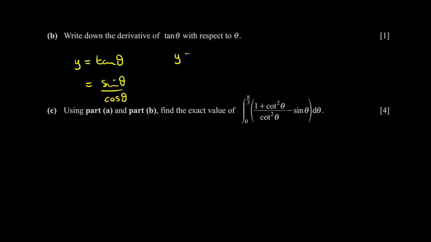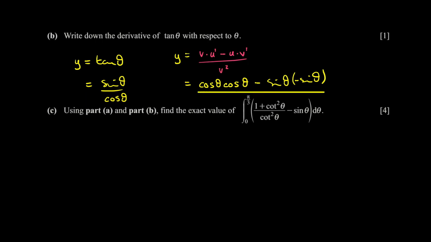Okay, now what is the quotient rule? The quotient rule is v du minus u dv over v squared. So if I was to substitute this in, my v is cos theta. If I differentiate my u, which is sine theta, I also get cos theta. And my u is sine theta. And if I differentiate cos theta, I get negative sine theta. And this is all divided through by v squared, where v is cos theta, so I get cos squared theta.